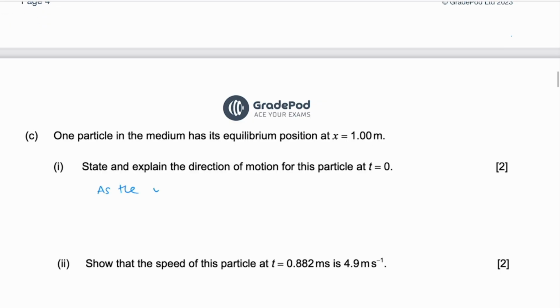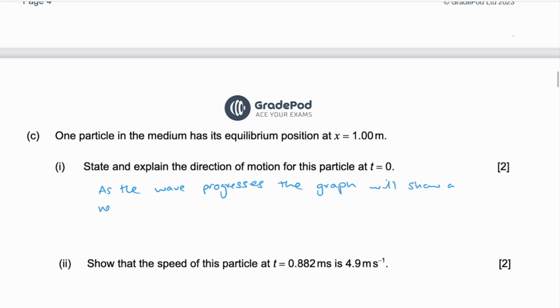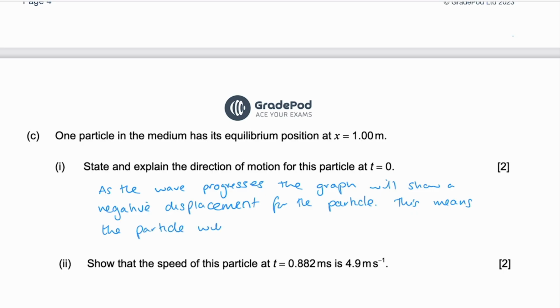As the wave progresses, the graph will show a negative displacement for the particle. This means the particle will move left. Now, if you didn't understand that, I highly recommend you go back to C2. There were a couple of questions in exactly that vein in that tutorial.